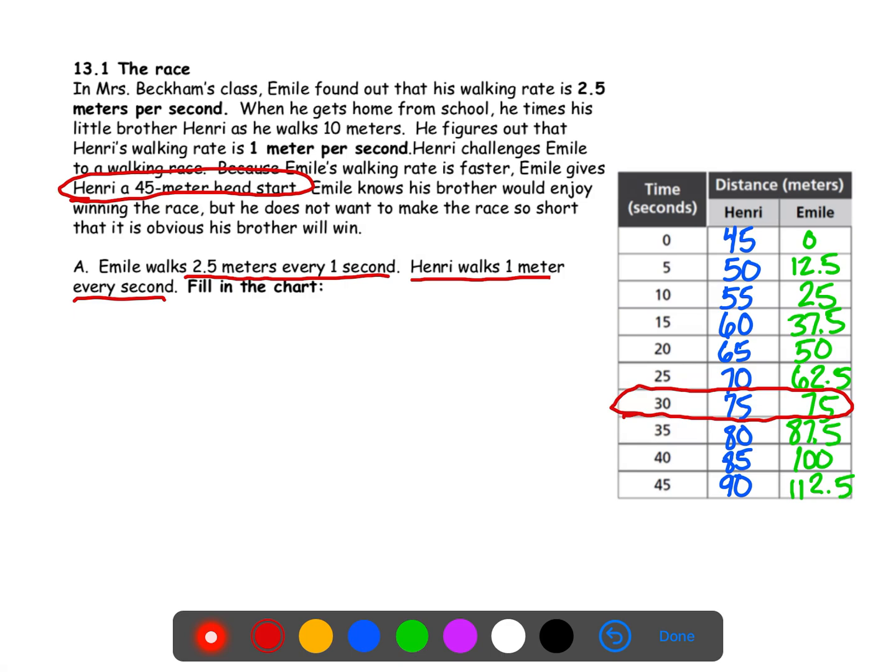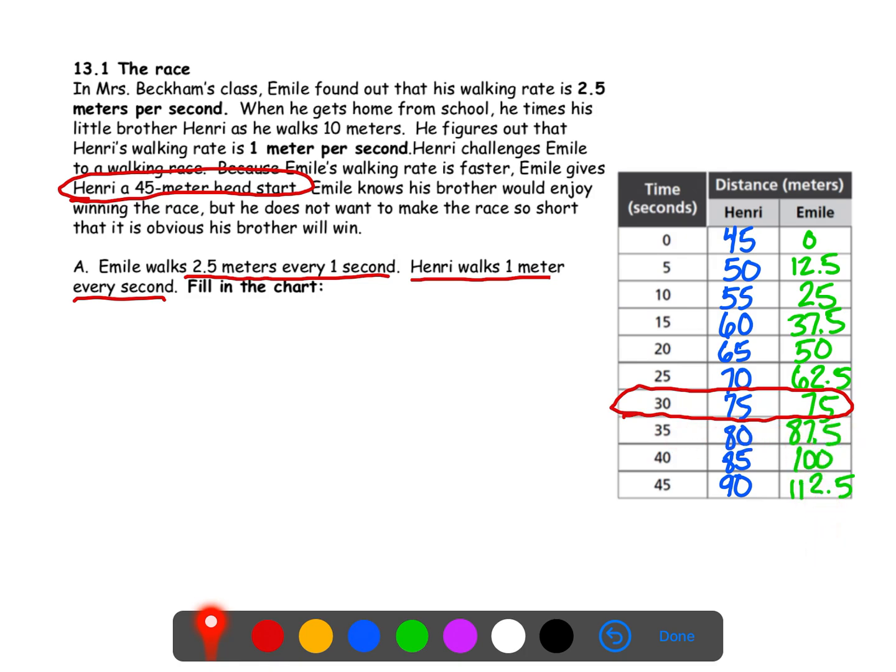So in 30 seconds time, both boys are the same distance from the starting line, 75 meters away. So they're side by side, neck and neck would be the way to describe that race. So if we continue and look 5 seconds later, Henry is 80 meters from the starting line and Emil is 87.5 meters away. So here, Emil has passed his little brother.